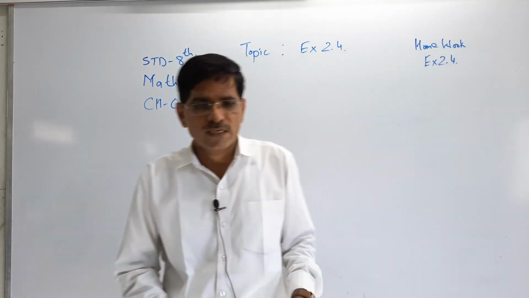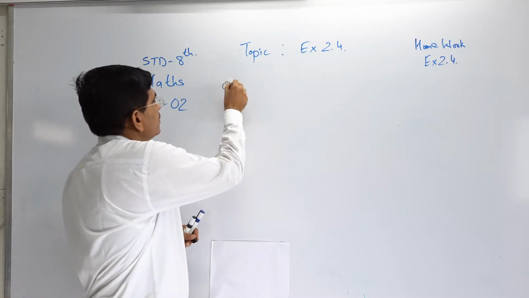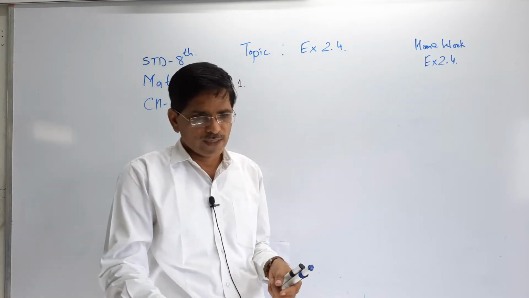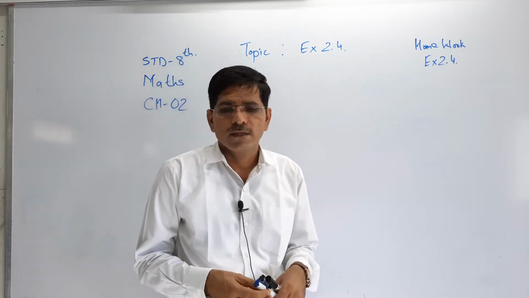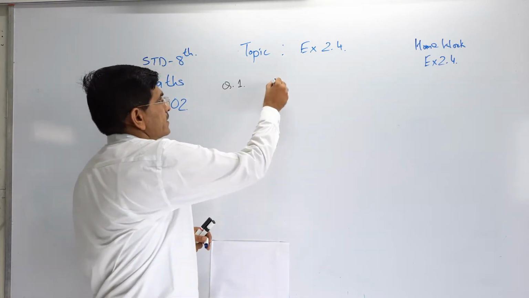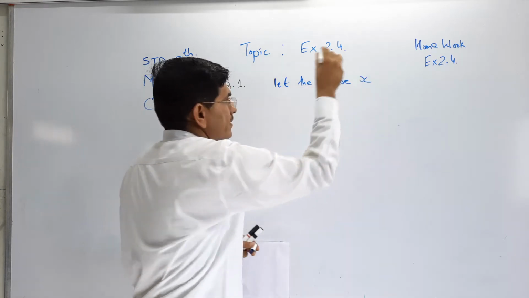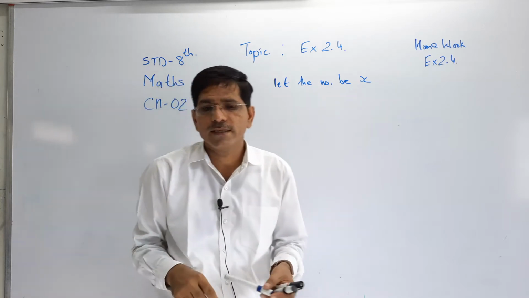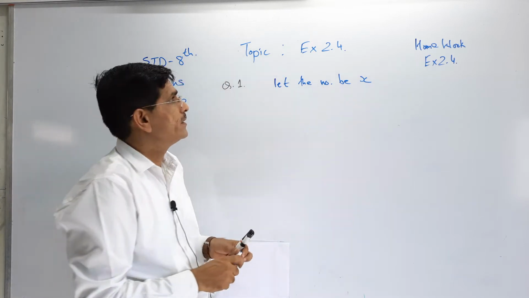One question that I want to discuss is question number 1. In question number 1, we have to read the important question statement. The question is that Amina thinks of a number. Let the number be x. Amina thinks of one number, x, and subtracts 5 by 2 from it.